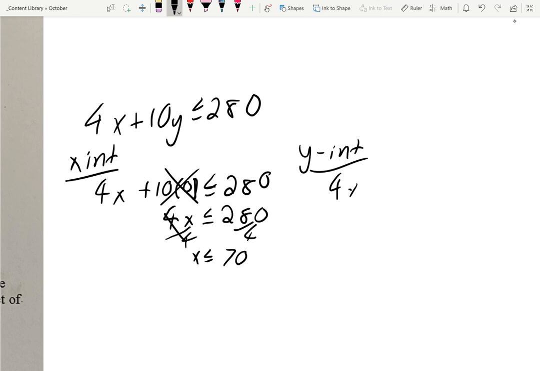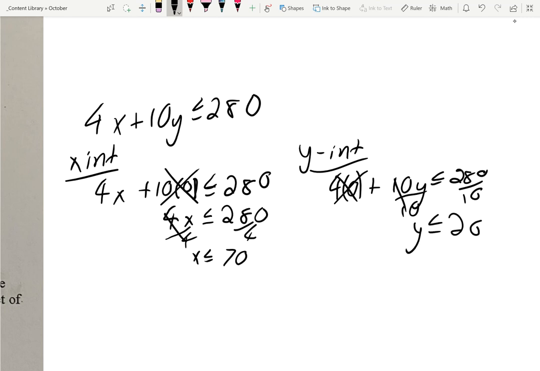So 4x plus 10 times y less than or equal to 280. Well, we're going to plug 0 in for the x, because what we're essentially doing is we're trying to find out if I don't have any small tables at all, what's the biggest number of large tables I would need to hold 280 people. So if I don't have any small tables, then I'm going to do 10 divided by 10 here, and we're going to get y less than or equal to 28. So my y-intercept is 28, and my x-intercept is 70.